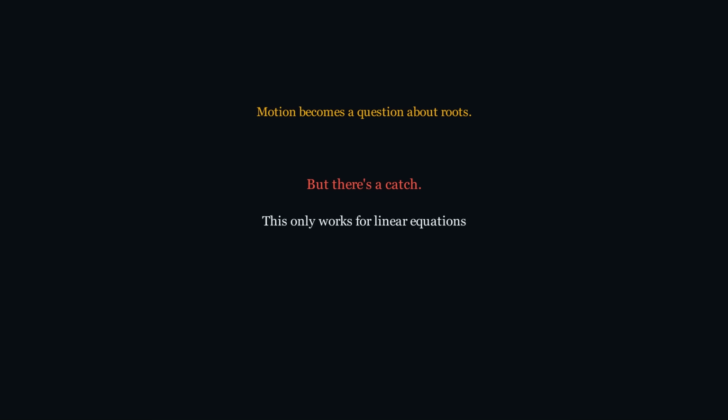This is what made Euler's method so powerful. A question about motion becomes a question about roots. And roots are something algebra knows how to handle. But there's a catch. This elegant trick only works for linear equations, the well-behaved ones, and the universe is rarely that cooperative. Newton's three-body problem didn't remain unsolved forever. Two centuries later, Henri Poincaré took up the challenge. What he discovered turned out to be even more unsettling than Newton's original failure.